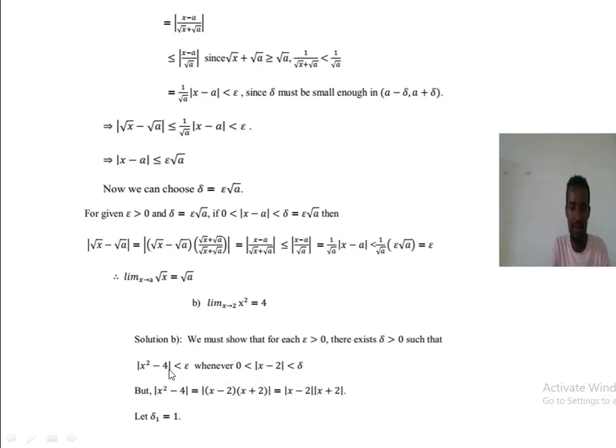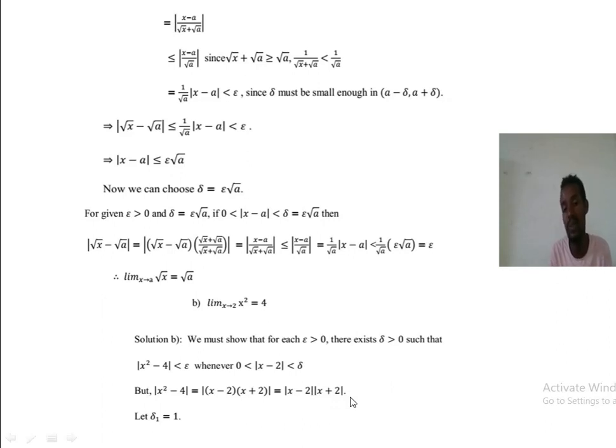But this time, absolute value of x squared minus 4, using the rule a minus b times a plus b equals a squared minus b squared, is the same as absolute value of x minus 2 times x plus 2, which is the same as absolute value of x minus 2 times absolute value of x plus 2. But here we have only the term absolute value of x minus 2. So we have to change the term absolute value of x plus 2 into a constant number.